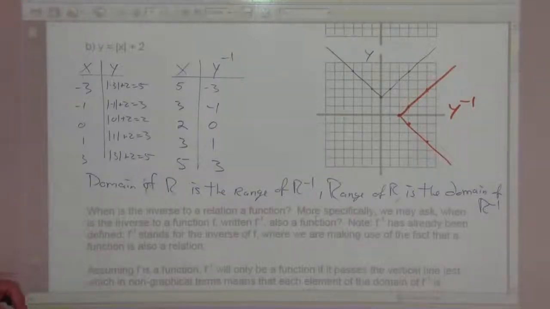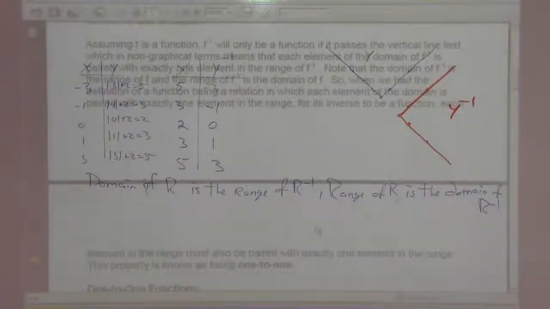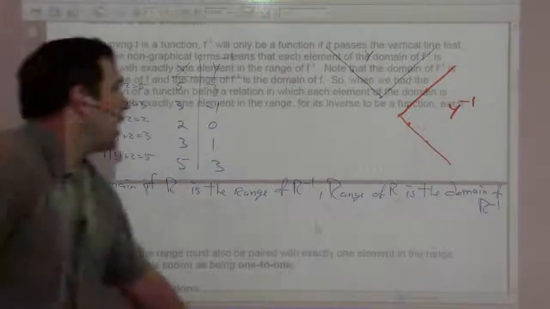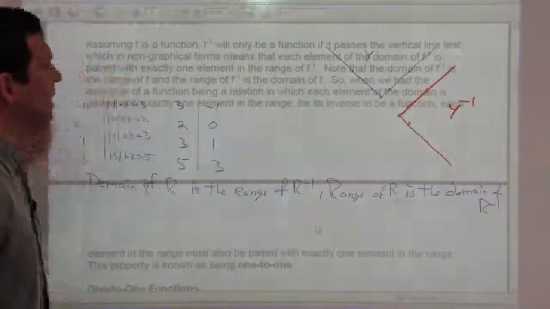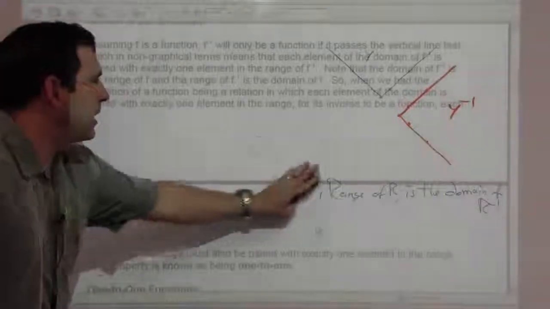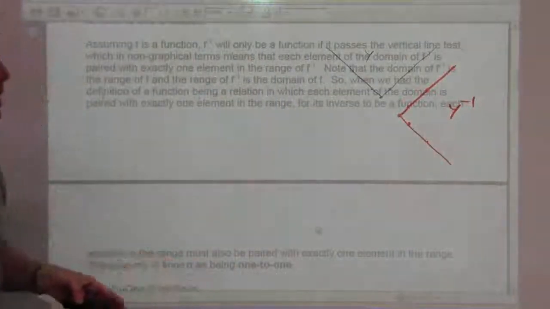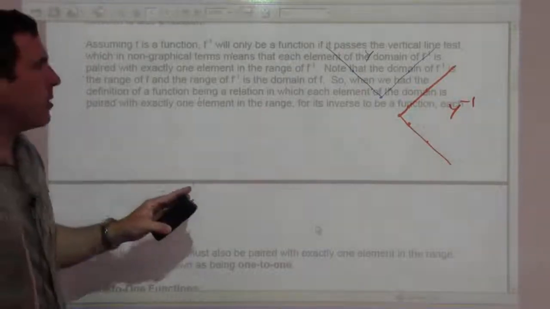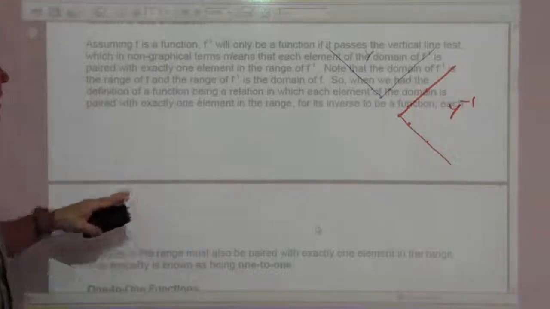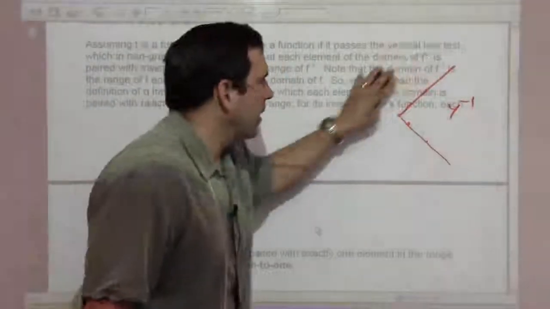So assuming f is a function, f inverse will only be a function, and we look at this last case, if it passes the vertical line test. And we see that the inverse here was not a function because it did not pass the vertical line test, which in non-graphical terms means that each element of the domain of f inverse is paired with exactly one element of the range of f inverse. And we didn't have that in this case.